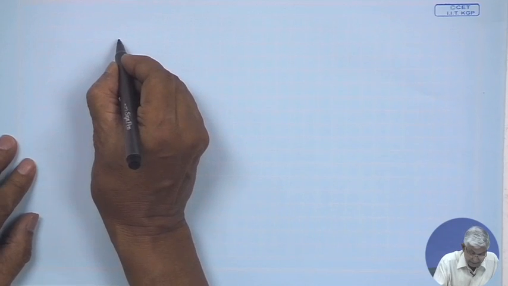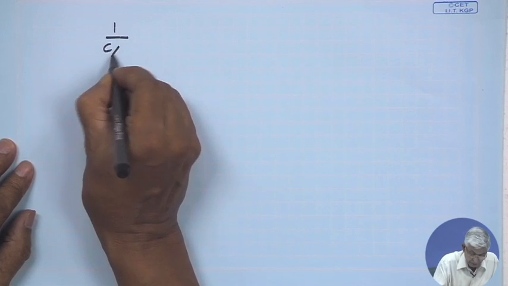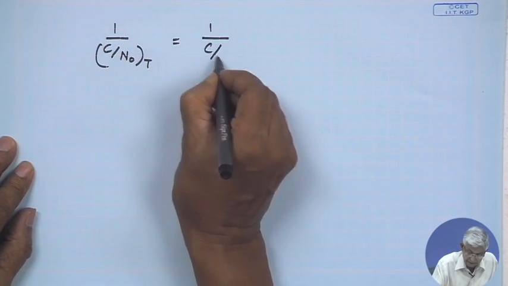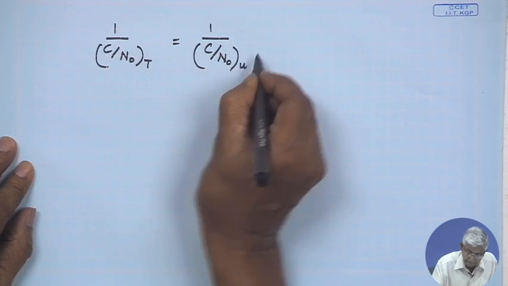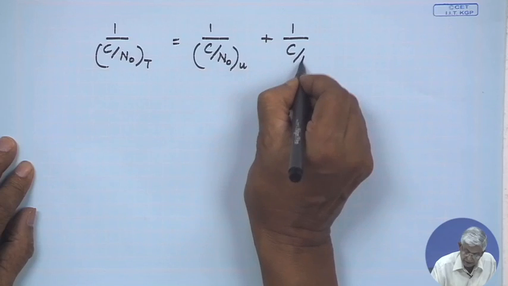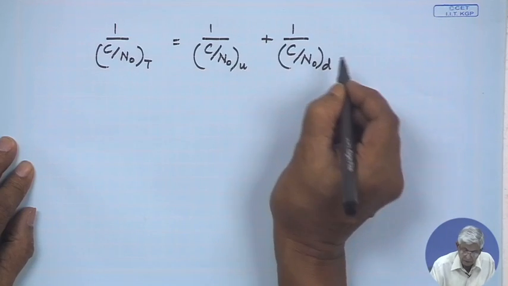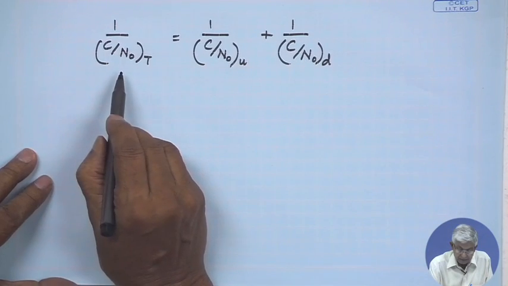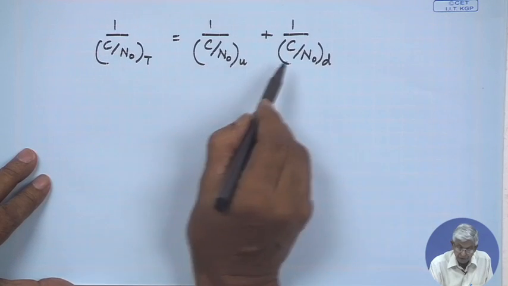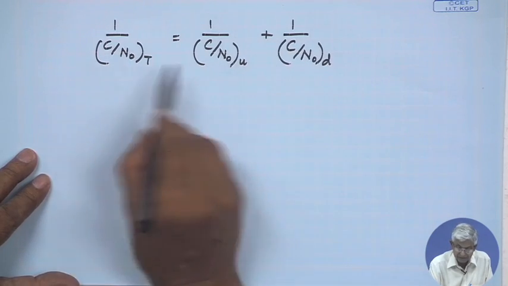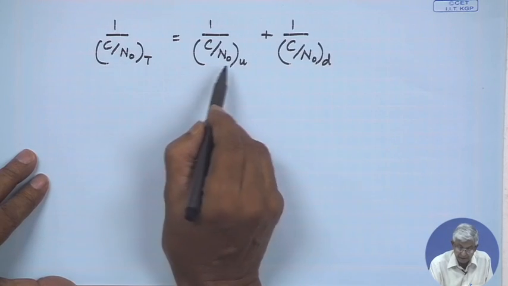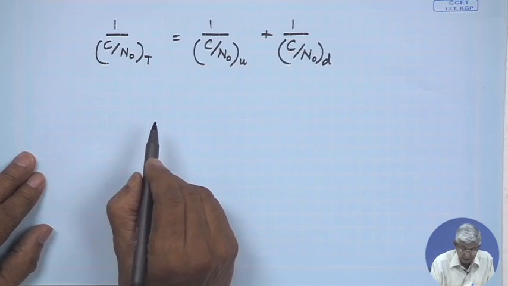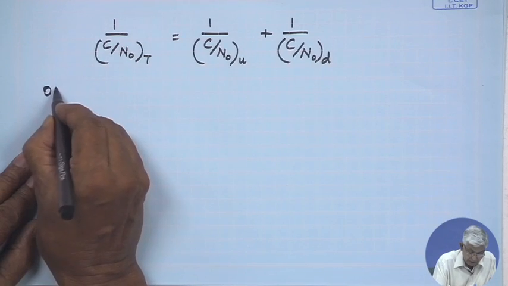So, let us write it again to see our observations. 1 by C by N0 total is equal to 1 by C by N0 up plus 1 by C by N0 down. Remember, when we do these types of calculations, this is in ratio, not in dB. You should do this calculation in ratios. Now, there are certain observations coming out of this.